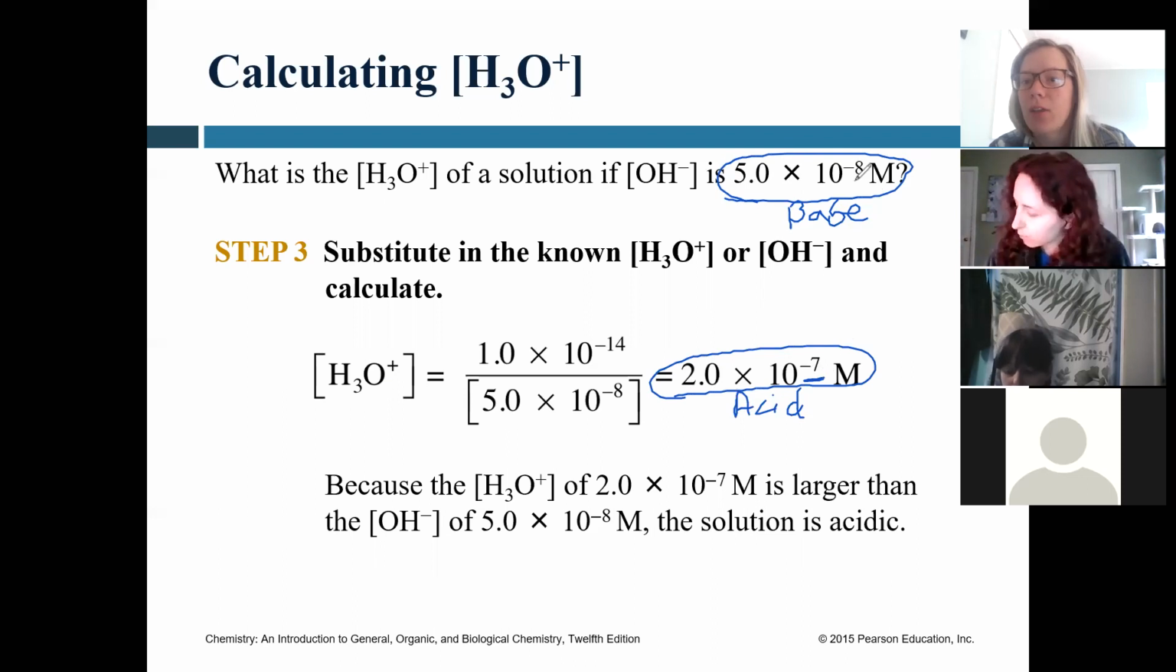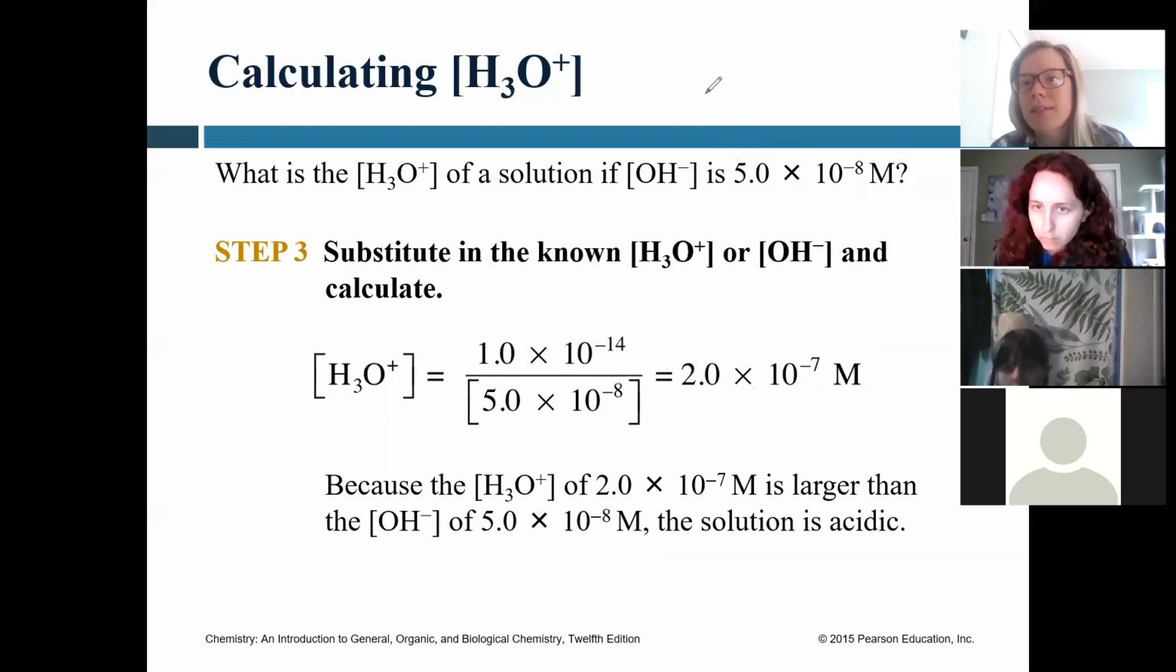Remember, these are negative values. So this is 1 decimal place smaller than this one. All right, so the base is lower, the acid is higher, so the solution would be acidic. And that's how you use the KW constant.